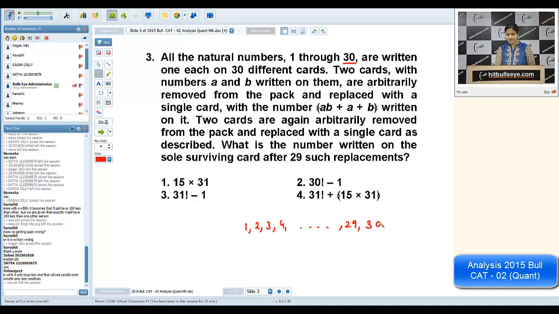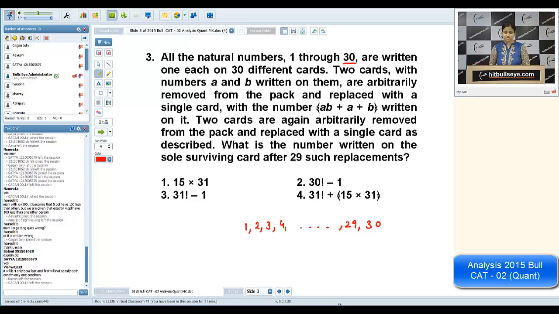2 cards with numbers A and B written on them are arbitrarily removed from the pack and replaced with a single card with the number AB plus A plus B written on it. 2 cards are again arbitrarily removed from the pack and the process goes on. What is the number written on the sole surviving card after 29 such replacements? If I do this question by taking 29 replacements, of course it will take more than 15 minutes. So we can take a smaller version of this question.